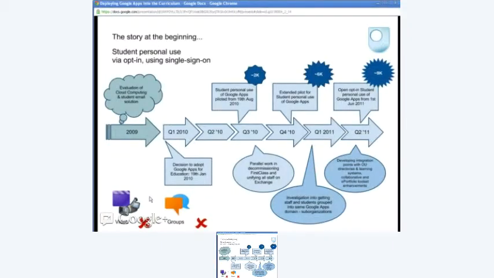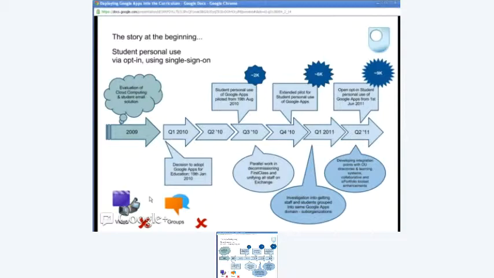What we've done has been running since an early evaluation exercise in 2009, and the primary driver was to try and get a replacement email service for our students, because we were decommissioning from an OpenText FirstClass text conferencing system at the same time as we were moving into using Moodle for supporting our online teaching and learning. So at that point, the main driver was to find a replacement for email.